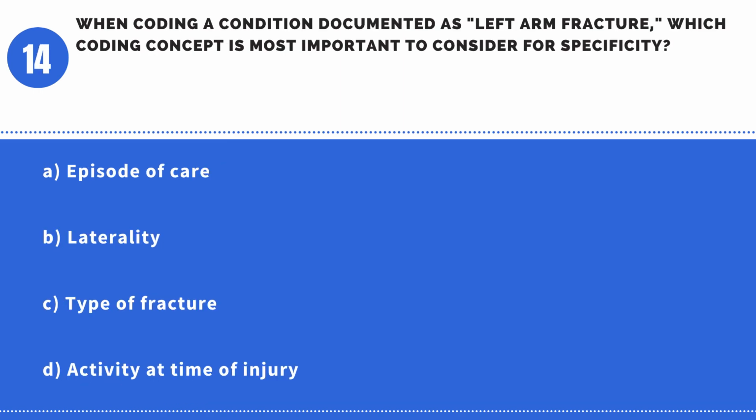Question 14. When coding a condition documented as left arm fracture, which coding concept is most important to consider for specificity? A. Episode of care. B. Laterality. C. Type of fracture. D. Activity at time of injury.